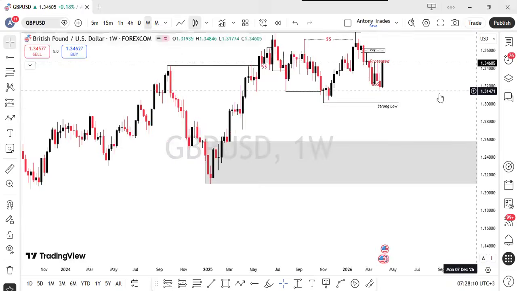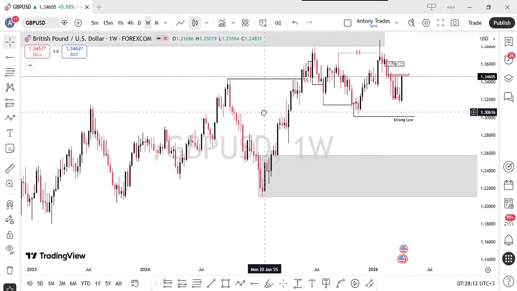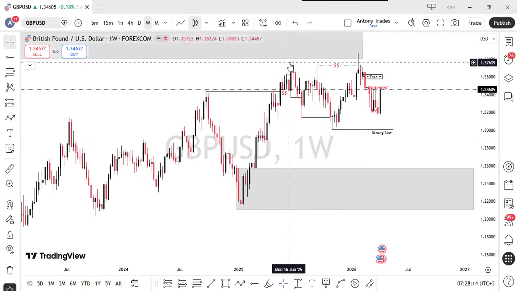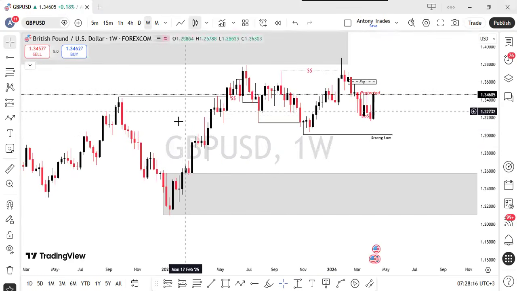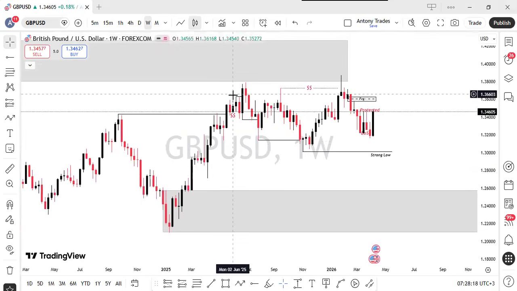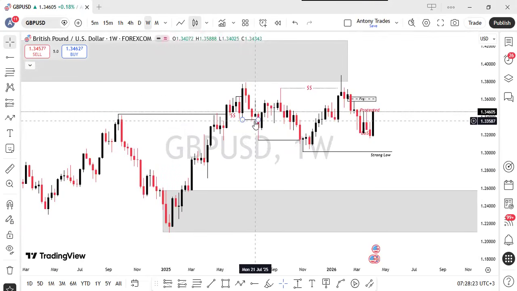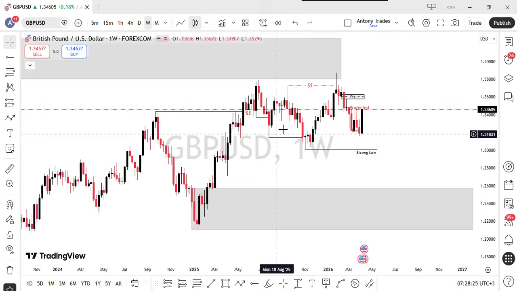So on the weekly time frame, this was my last break of structure to the upside, right? This is the last break. Here we don't have any break. Now paying attention to the fractal market structure, this was the fractal break. Last fractal break, we had a fractal change of character here and a fractal break of structure here.